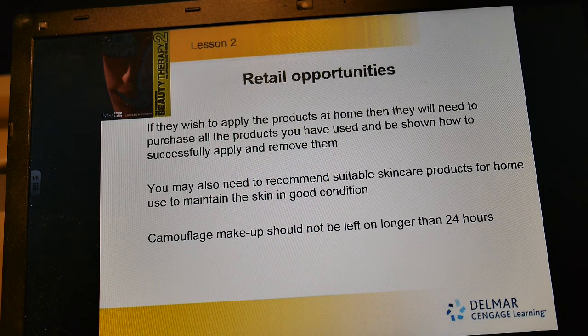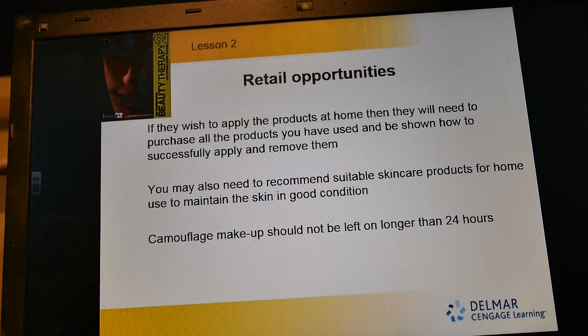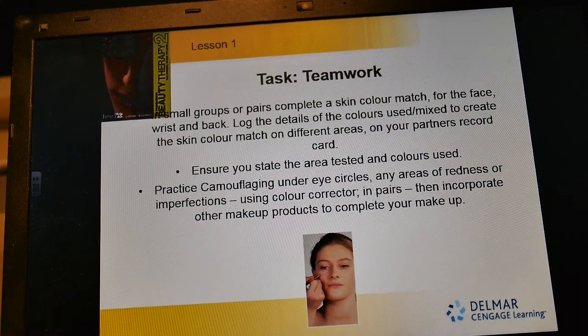Any retail opportunities, so if they wish to apply the products at home, they need to purchase all the products you've used. So make sure you make a log of them and that you've explained how they need to successfully apply and remove them. Okay, so that's quite important. So you might need to go over that again in the aftercare. You may also need to recommend suitable skincare products for home use to maintain a good skin condition. And camouflage makeup should never be left on longer than 24 hours, obviously. So always make sure that they are removing these products.